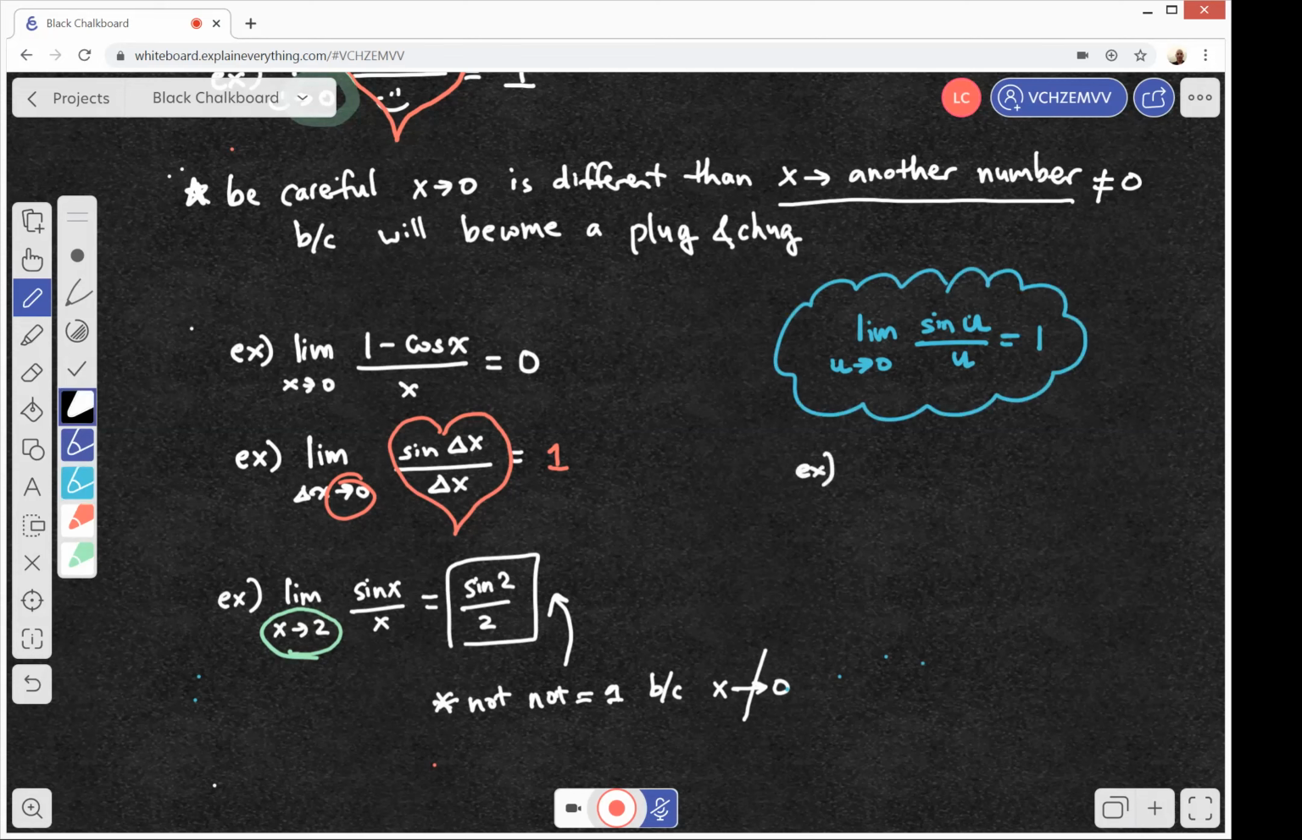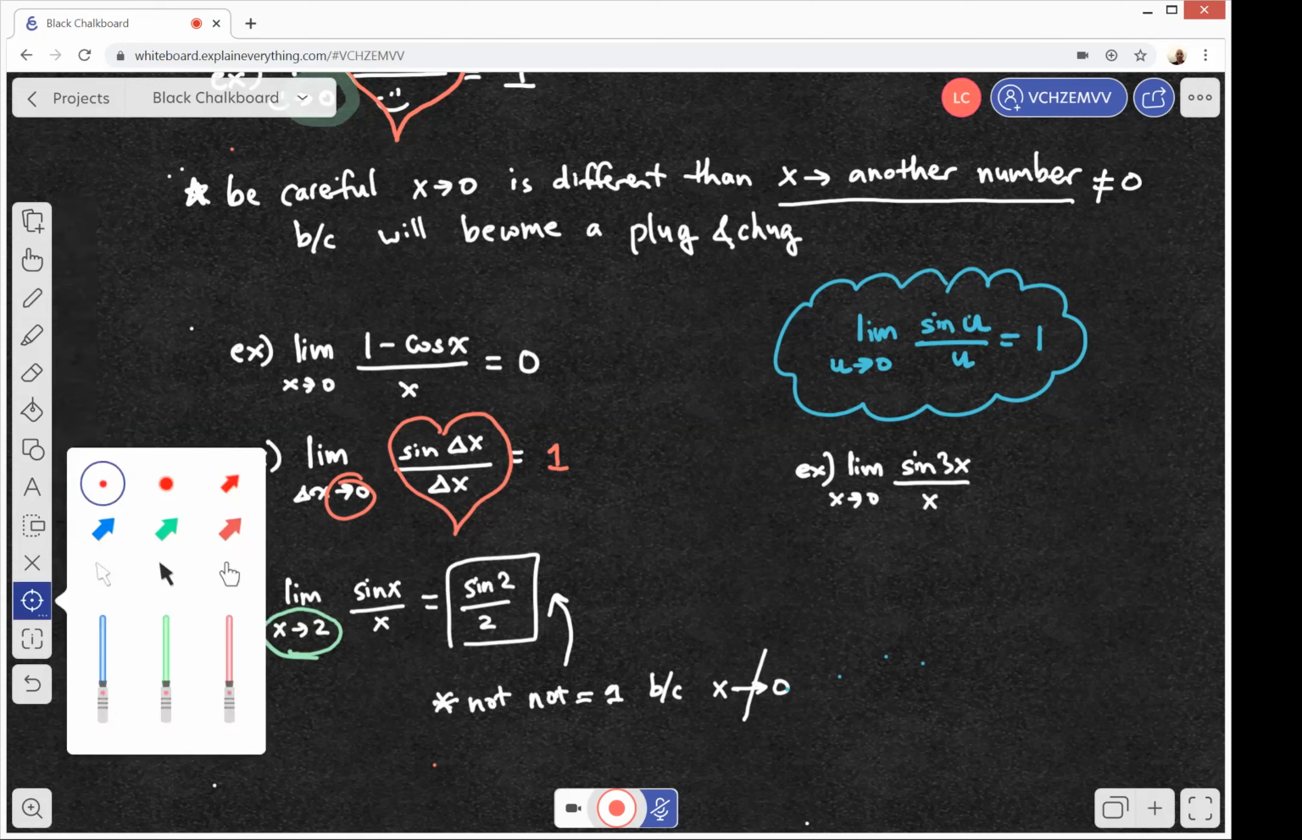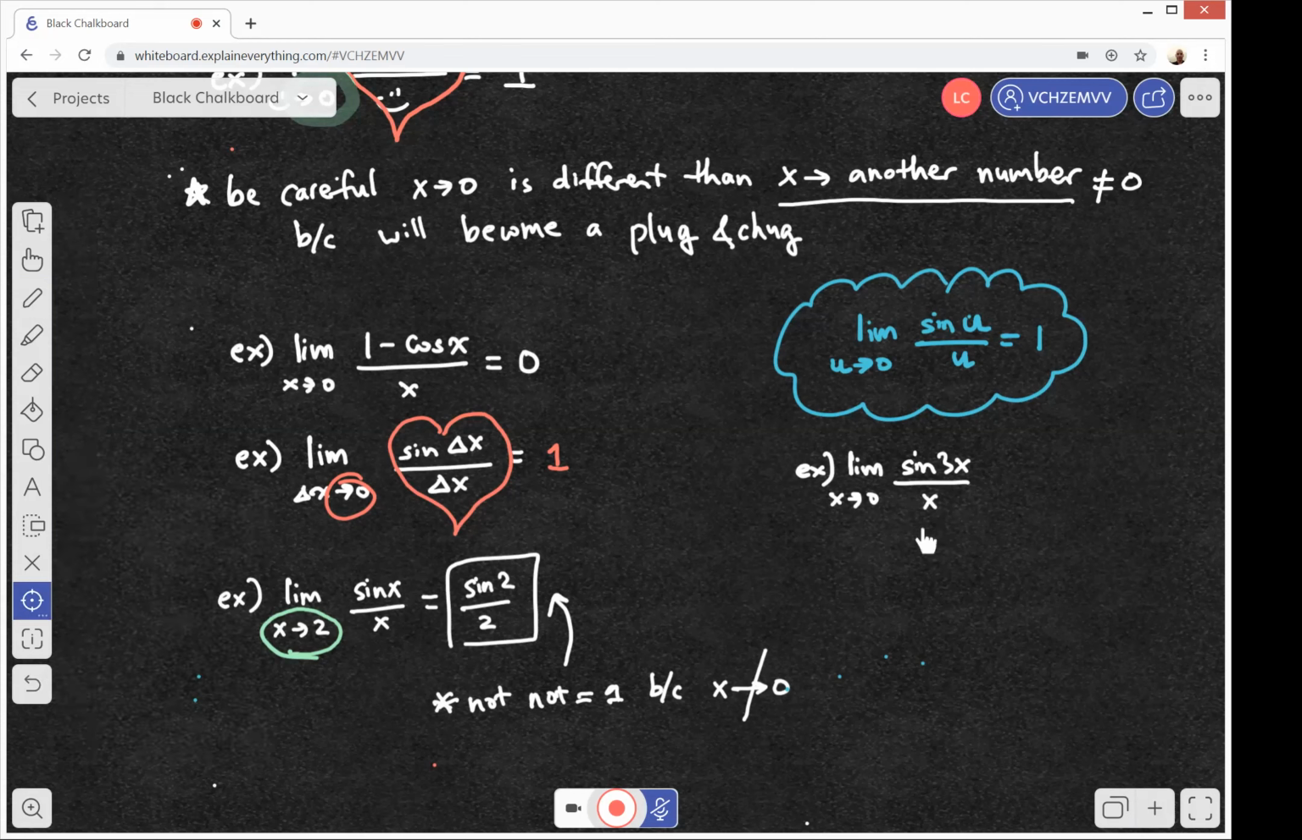The limit of sine 3x over x as x approaches 0. So in this particular problem, you could start by trying plug and chug, but notice that when I do plug and chug, you have a 0 on the denominator. That can happen. So we're going to be fancy. We're going to be creative with our math skills.